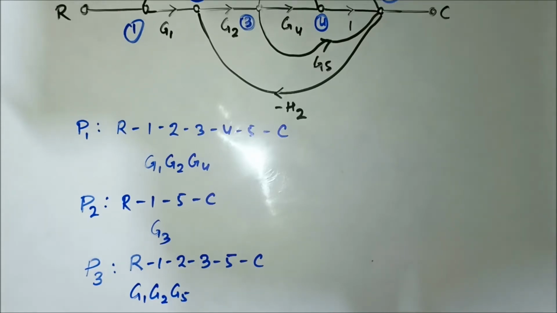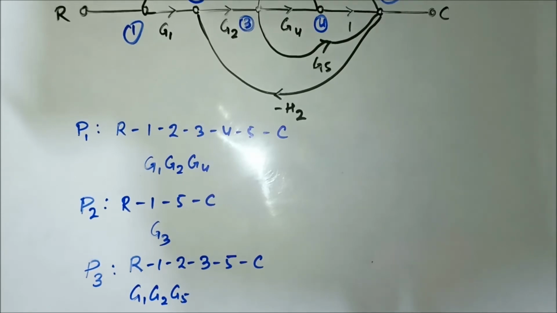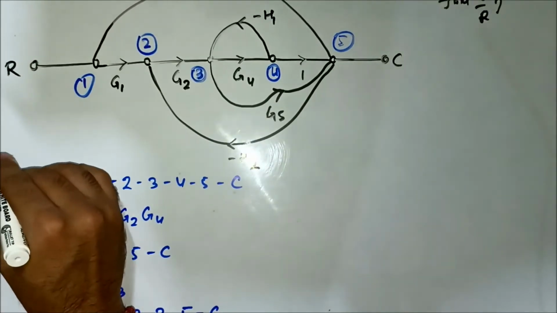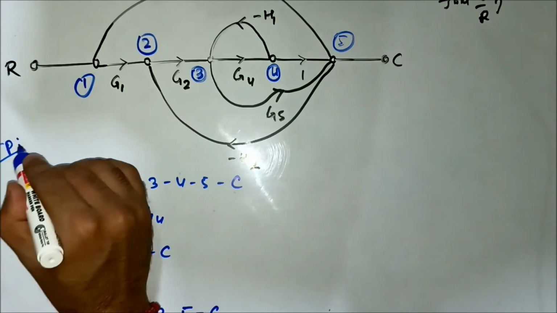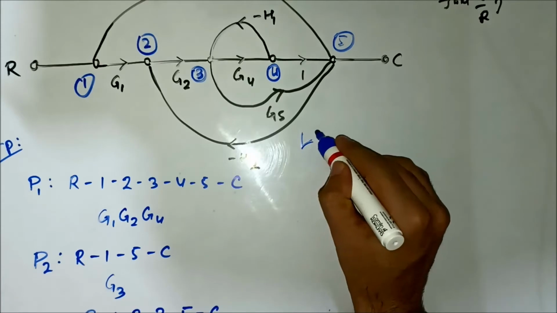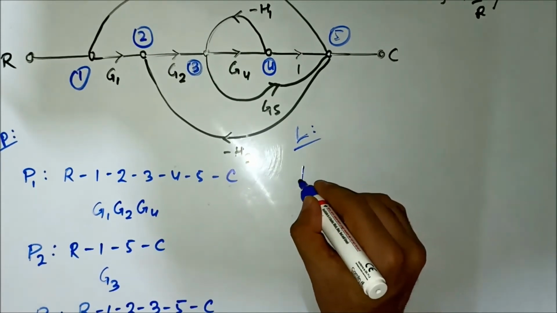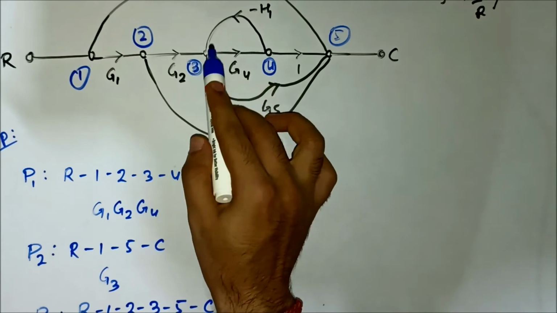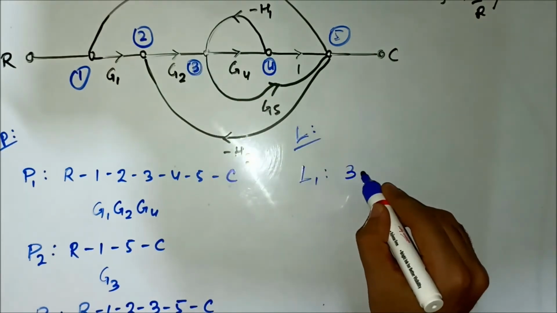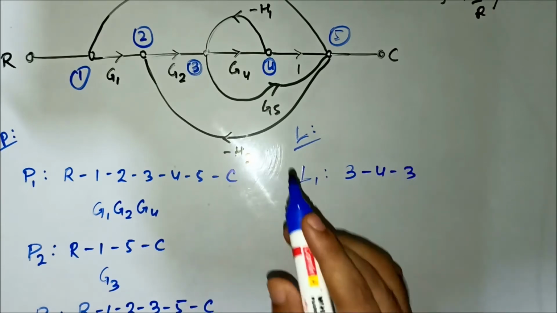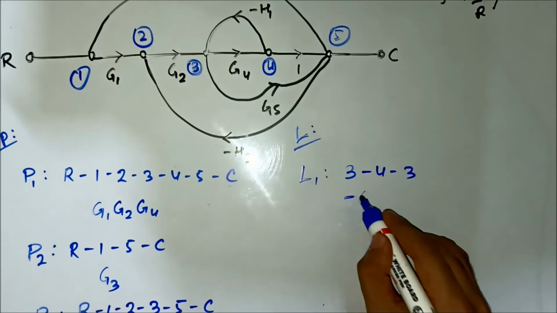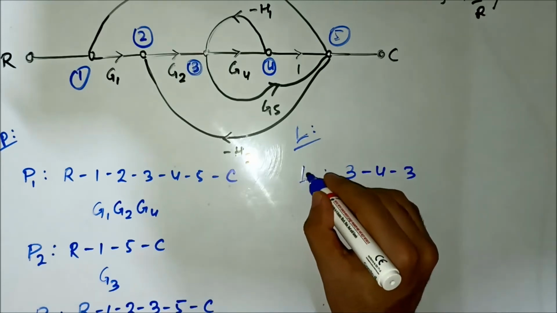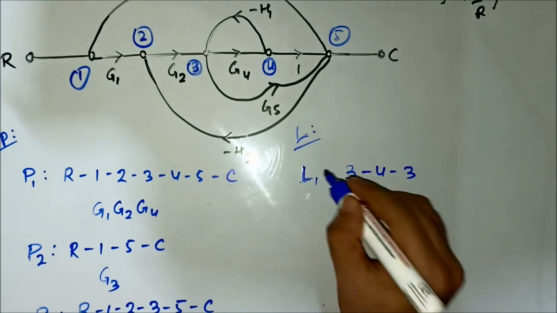Now we have to identify the loops, which start and end at the same node. So these are the forward paths, then the loops. The first loop: 3, 4, then back to 3, so it is 3, 4, 3, and the gain is minus G4 H1. That is the first loop.